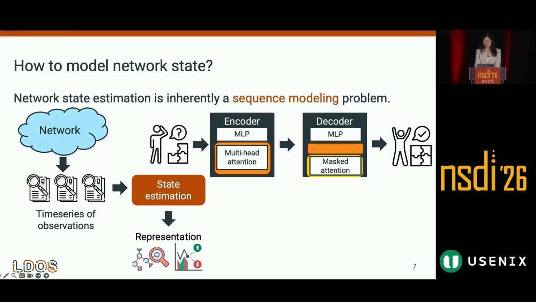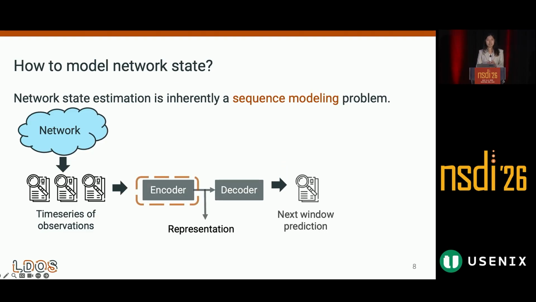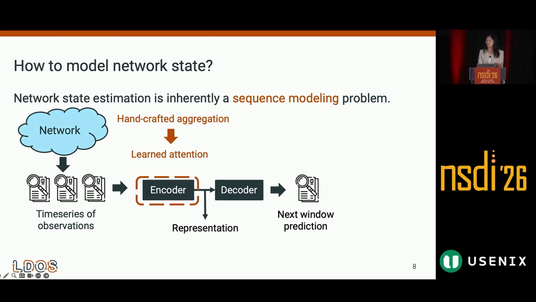Transformers are particularly good for modeling complex sequences because of these orange multi-head attention boxes. They are able to capture long-range dependencies and can uncover the latent factors that actually drive future behaviors. So we train an encoder-decoder-based transformer using a next-window prediction objective. The encoder takes in all these time series of observations, and the output of the encoder serves as a latent representation for the current network state. Since we're now using this learned attention to replace the original handcrafted aggregation, this provides a more accurate representation.